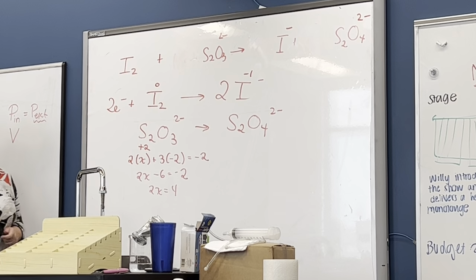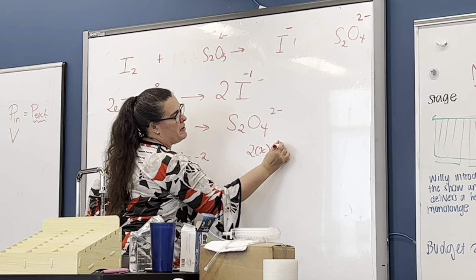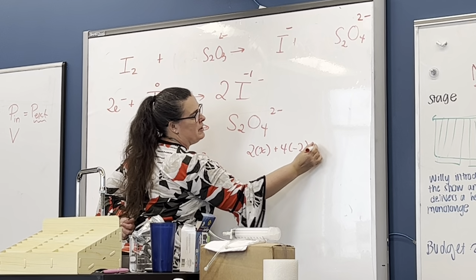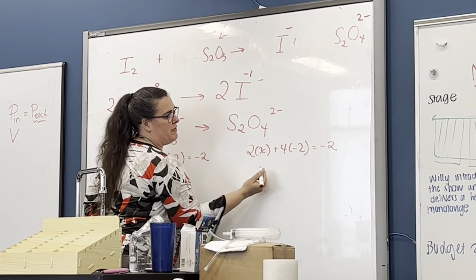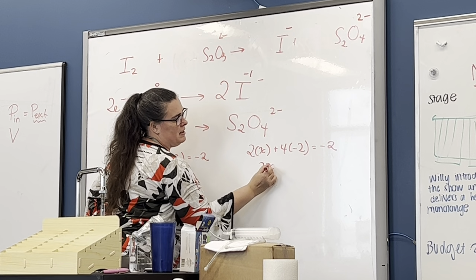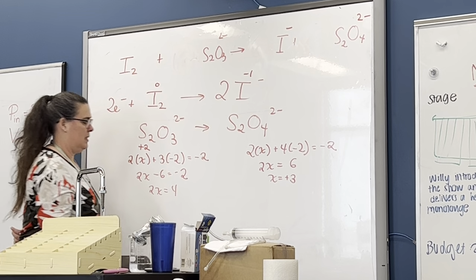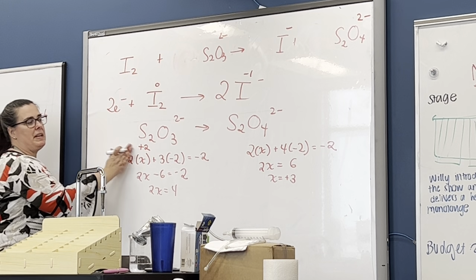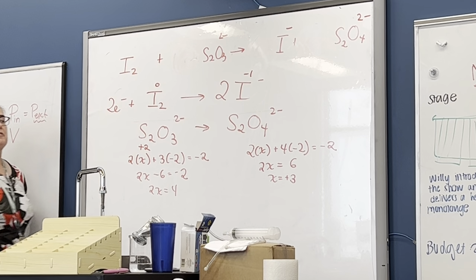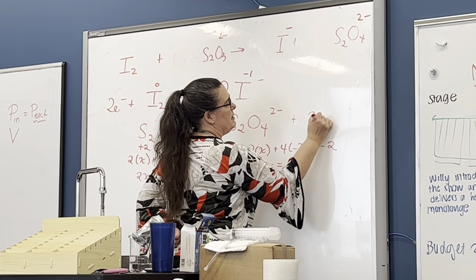On the other side, it's going to be similar. I'm going to say I don't know what sulfur is, but I know that oxygen is -2. Its overall charge is -2. So I'm again going to solve this for x. I got +3 this time. So sulfur's going from +2 to +3. Sulfur is losing an electron, but 2 sulfurs are doing it. So with 2 sulfurs doing it, I'm going to put 2 electrons here.